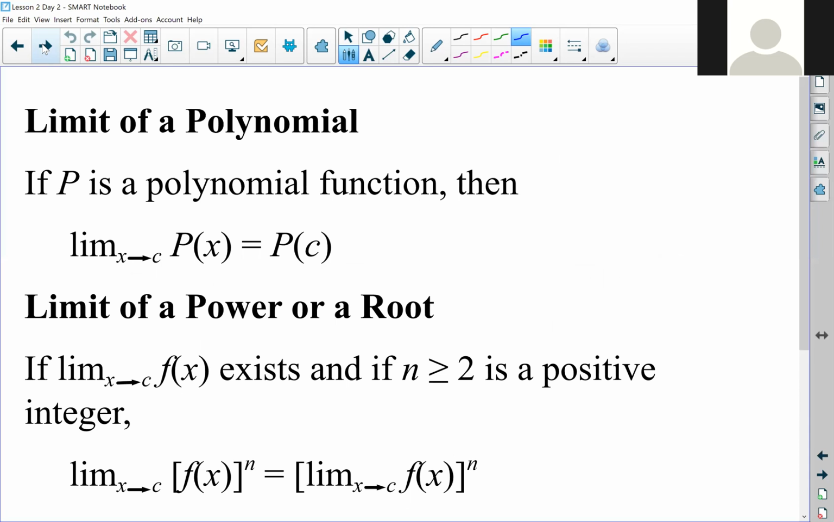So if p is a polynomial function, then the limit of that polynomial function as x approaches c is just the value you get when you plug in c for x. Because polynomial functions are defined over all real numbers, we can just plug in our value and that's our limit.